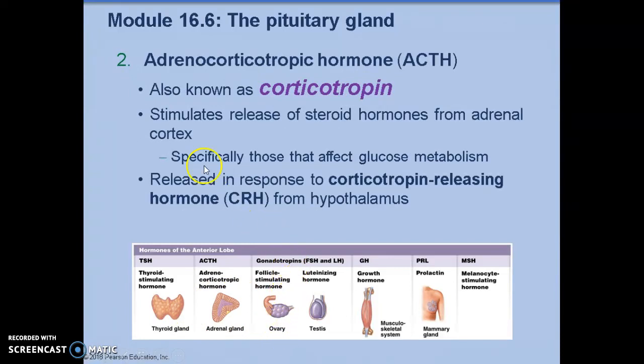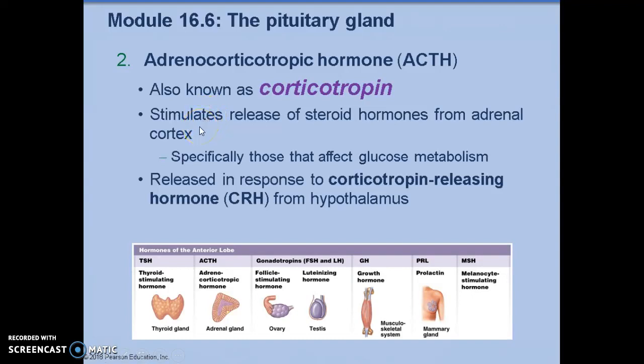ACTH is adrenocorticotropic hormone. Looking at that word, adreno tells you it's something to do with the adrenal gland. Corticotropic, cortico means it has something to do with the cortex of the adrenal gland, and tropic means it's going to turn on a hormone. It's a turning on hormone. So this corticotropin, or adrenocorticotropic hormone, stimulates the release of steroid hormones from the adrenal cortex.